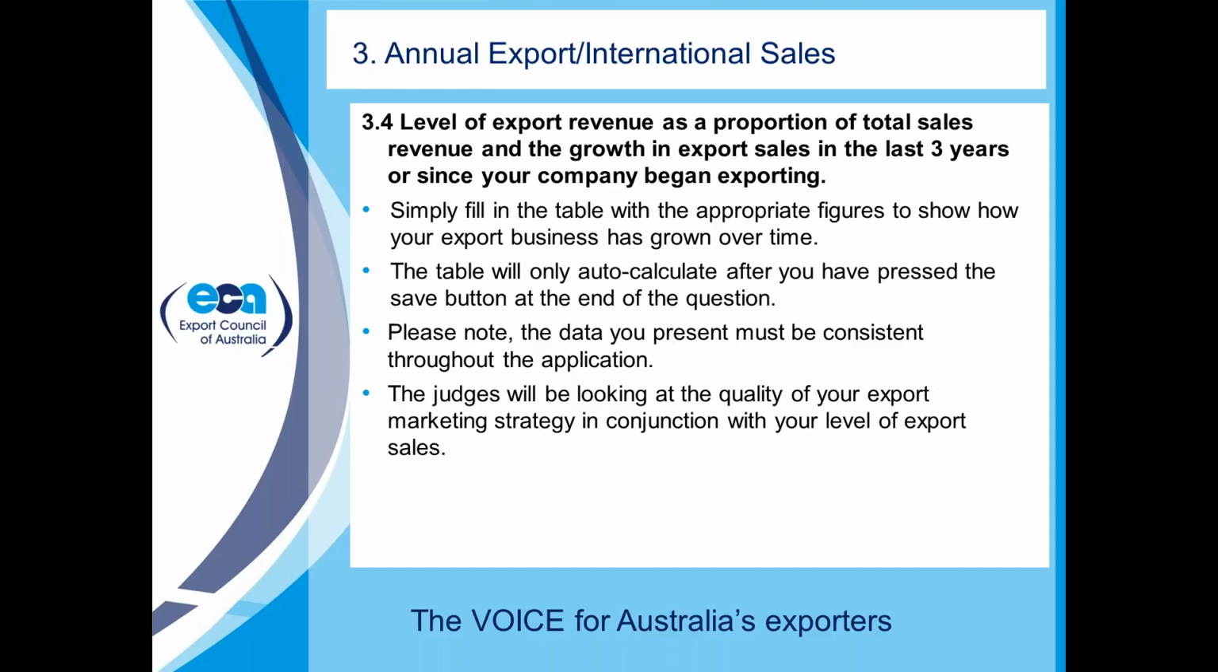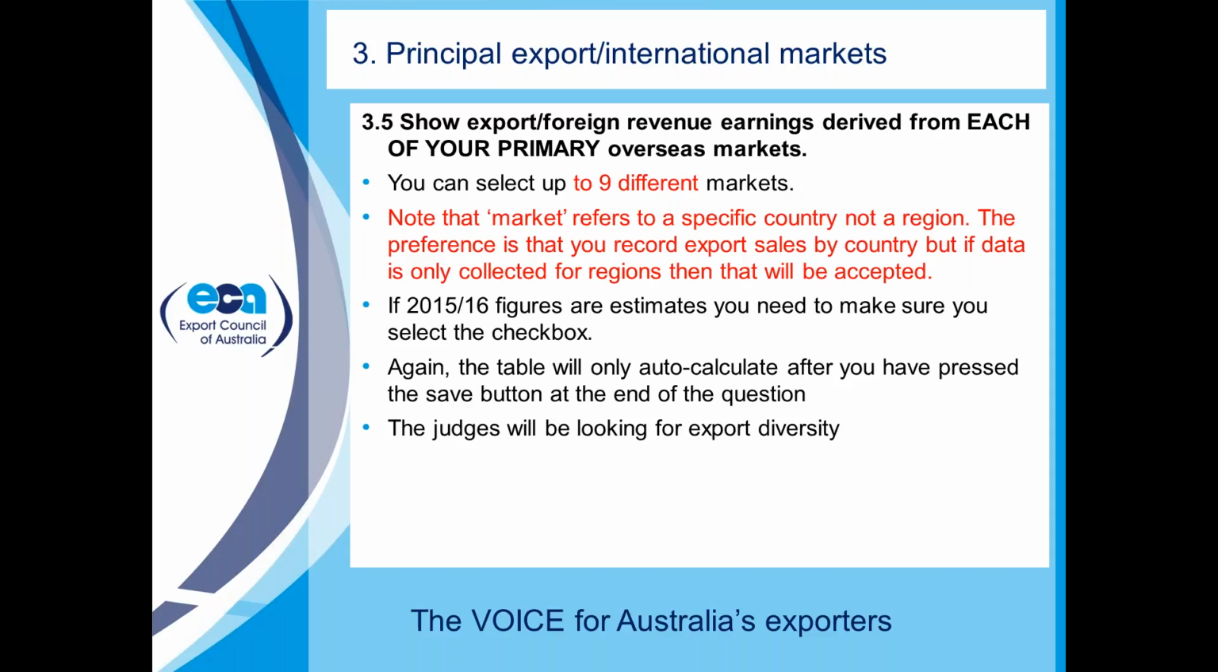You complete the annual total sales figures for both domestic and international markets as well, and the form does auto-calculate too. 3.5 is again another financial question. As you can see here, you're listing your top performing export markets. We notice that some companies gather the information by region, not by country. Whilst country is preferred, they will accept it by region as well. You can enter up to 9 different markets in there.